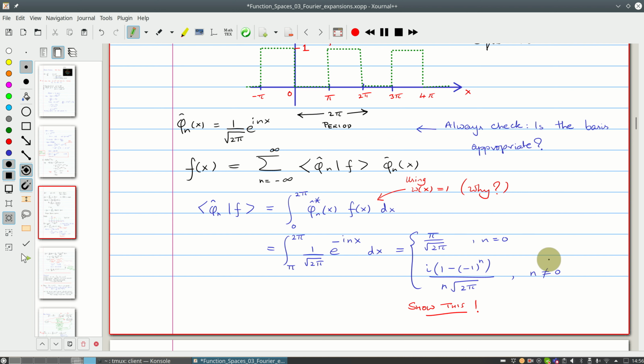if n is not 0, and this is something you'll have to show, what you end up with is i times 1 minus minus 1 to the power of n divided by n times the square root of 2 pi. Please show this.